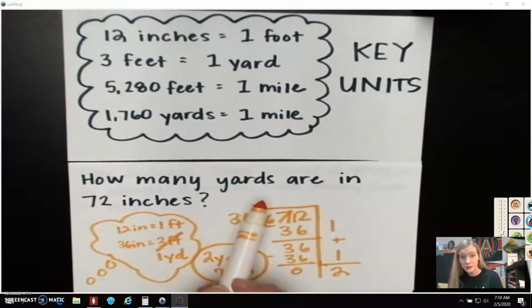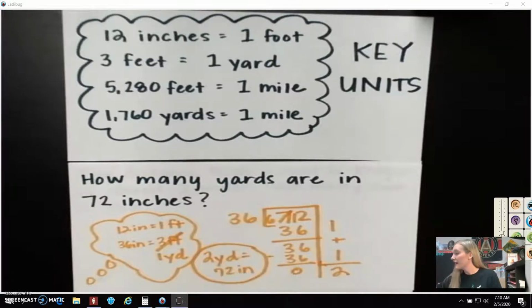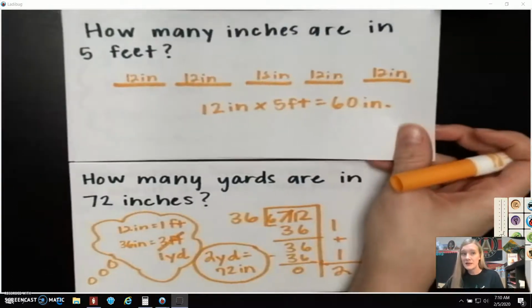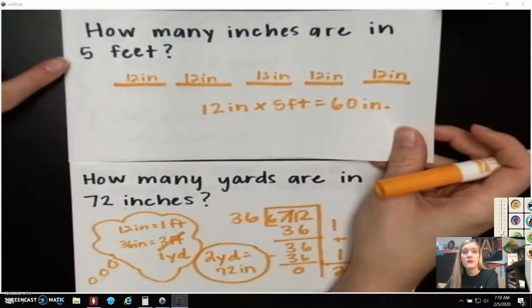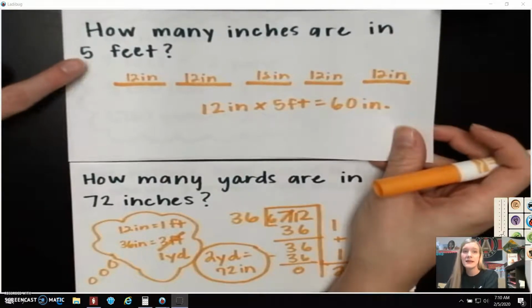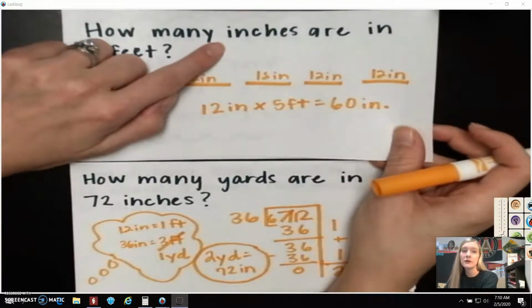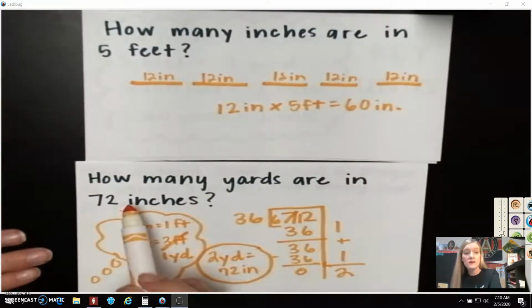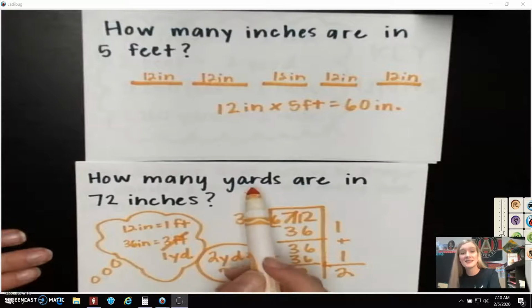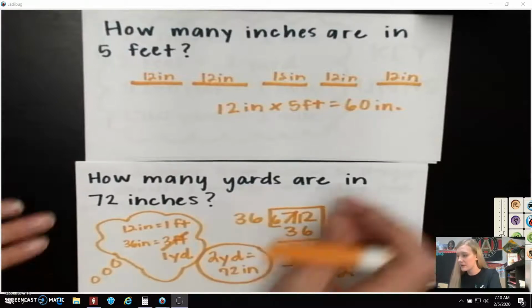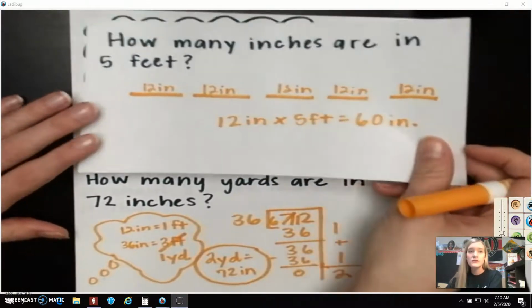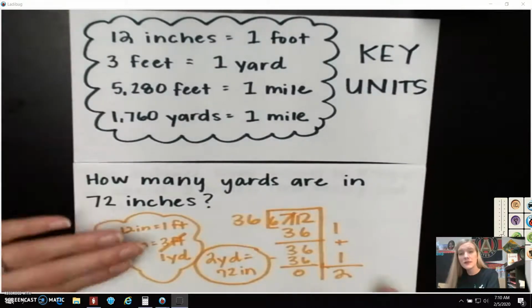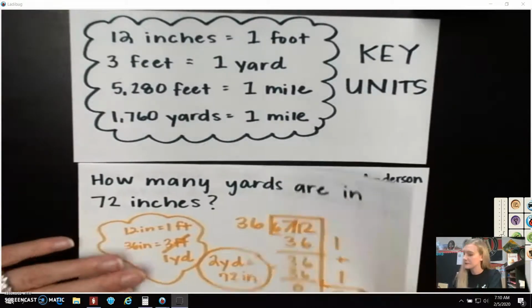Okay? Notice in this instance, I was given the number of the smaller unit and asked to find the larger unit, so I divided. That's the opposite of what we did before. In that one, we were given the larger unit and asked to find the number of the smaller unit, so we multiplied. In the example that we just solved, we were given the number of the smaller unit and asked to find the larger unit, so we divided. Just take a second. When you solve each of these problems, ask yourself, does my answer make sense?